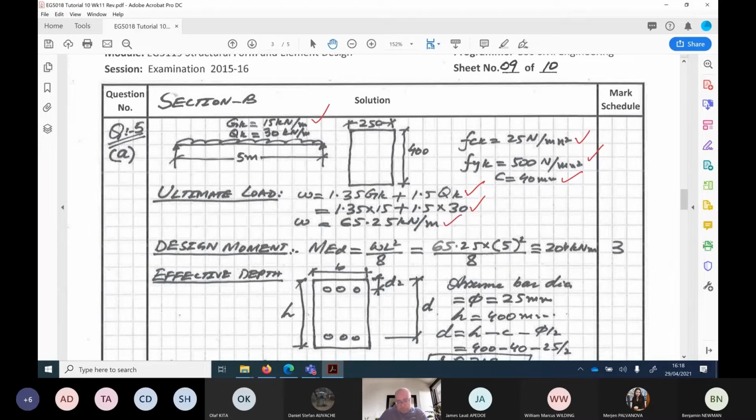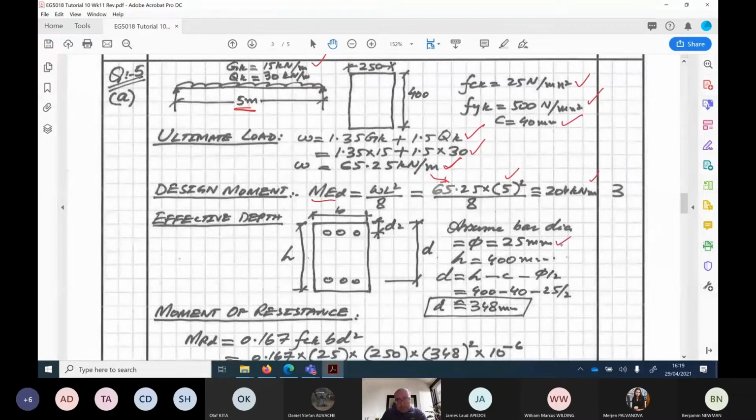And once you have this design load, then simply you can work out the design moment. Now here w is worked out already, and L is the span, which is 5. And if you put it in the formula, you're getting MEd as 204 kilonewton meter. Assuming bar diameter to be 25 millimeter and the overall depth of the beam is 400 millimeter, then the formula for depth is total height, take away cover, and take away half diameter of the main bar. This is giving me the value of d as 348.